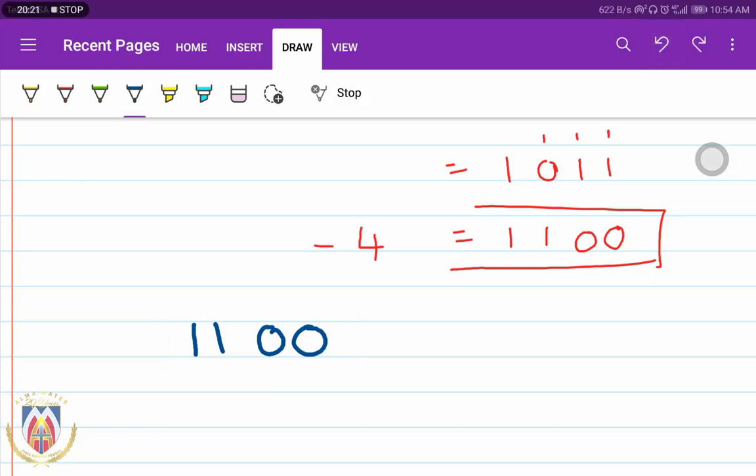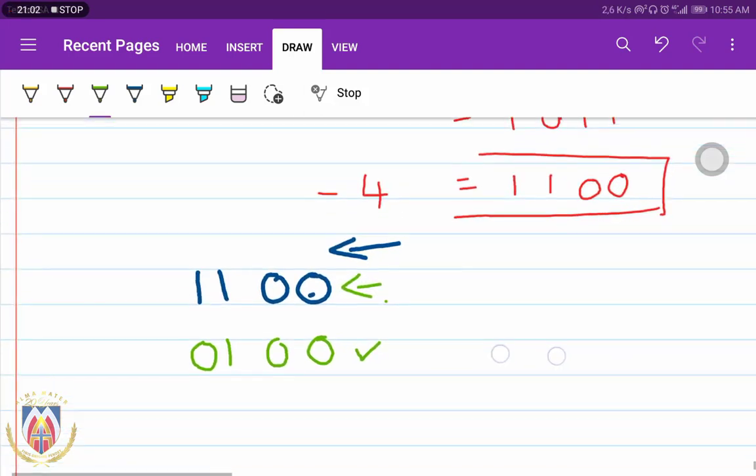Moving from the least significant bit, we ignore the first 0s and the first 1. Then after encountering the first 1, we invert everything else. If it was a 1, it becomes a 0. If it was a 0, it becomes a 1. So this one becomes 0. This is the 2's complement of this number.